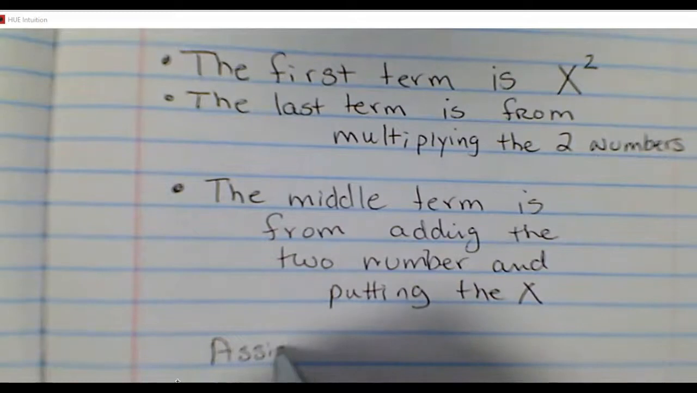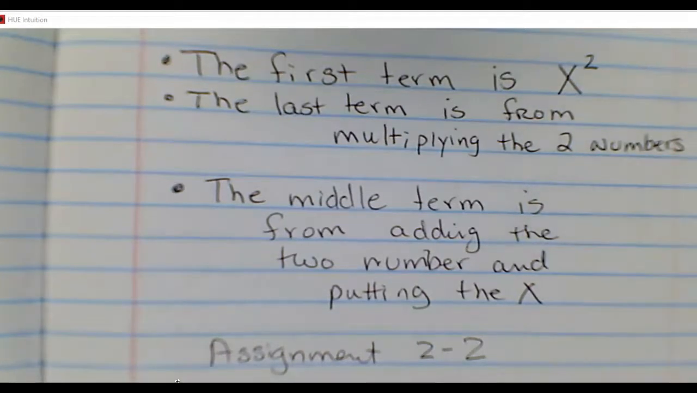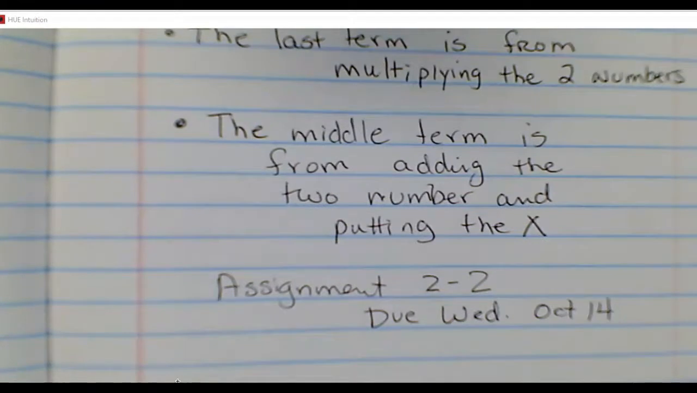So you will do assignment 2-2. That's the one that goes with these. Now today is Thursday, so normally it would be due on Monday, but we don't have school on Monday. So this will be due. Somebody have a calendar out? What's the date on that Wednesday? The 14th. You will be virtual students that day, but can you still turn in an assignment? Sure you can.